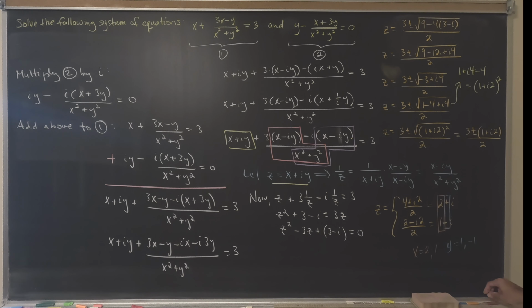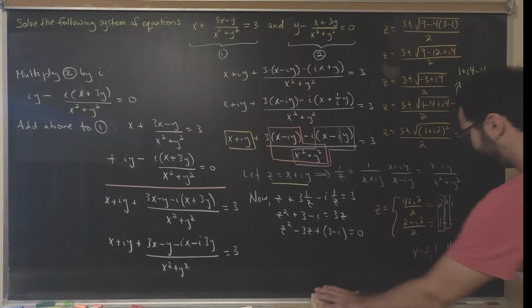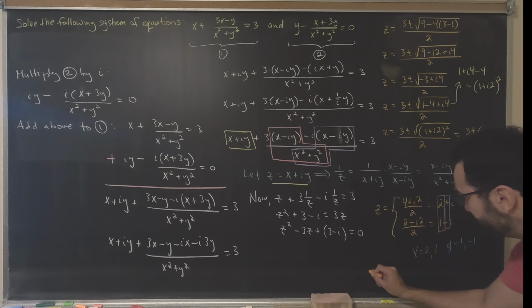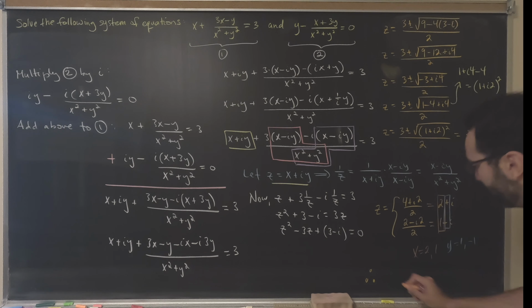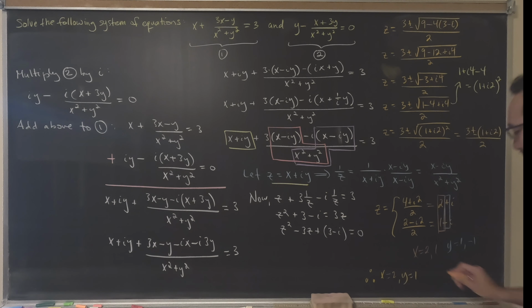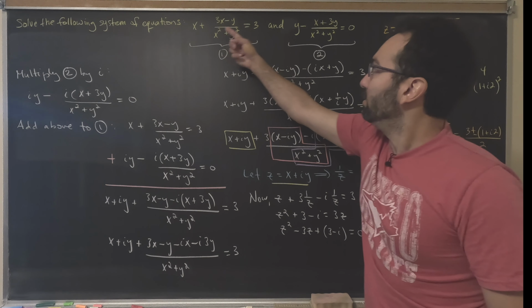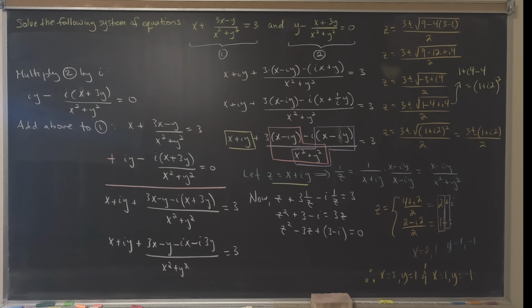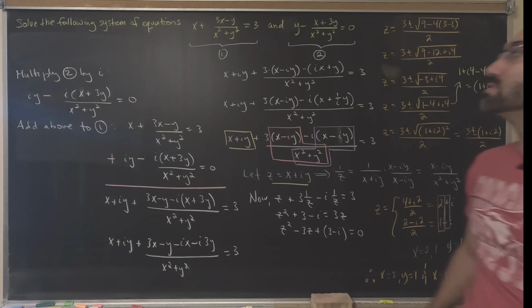So this tells us, therefore, that when x is 2, y is 1, and when x is 1, y is negative 1. And these are the solutions to our system of equations. You can try it out, sub in 2 and 1 to both of these equations for x and y respectively, and then try subbing in 1 and negative 1. The equations will be satisfied.